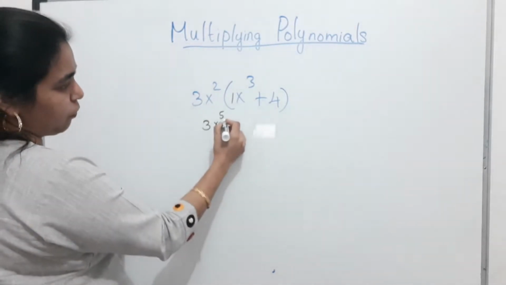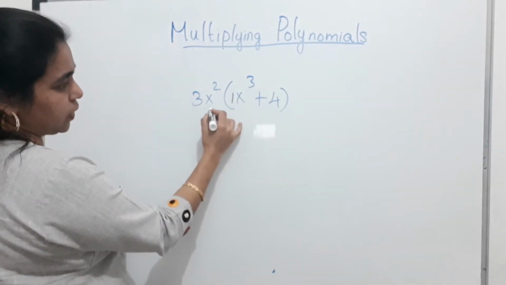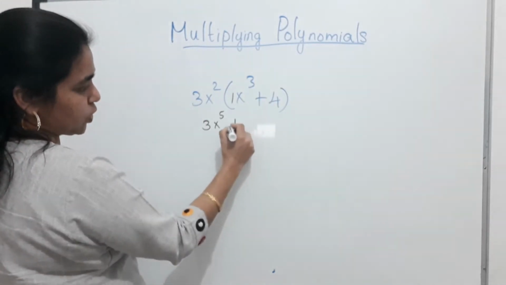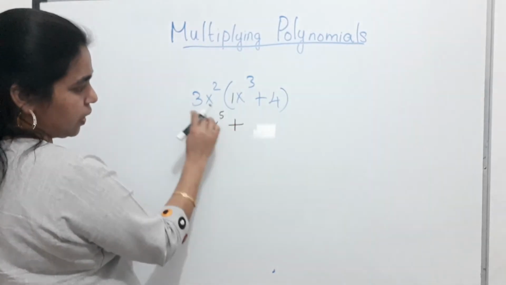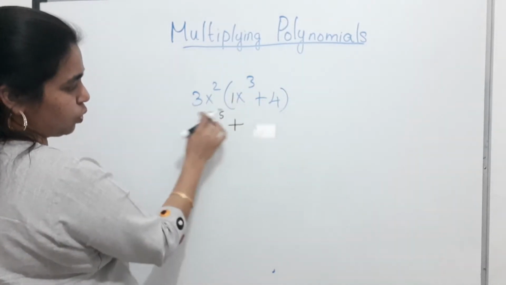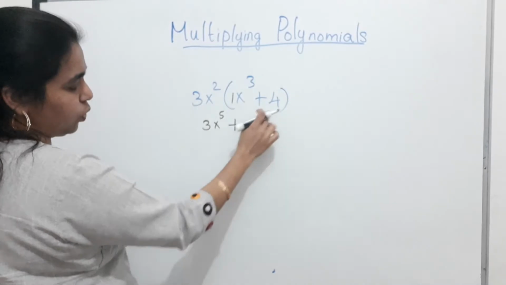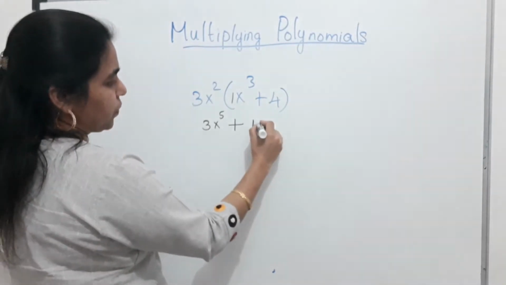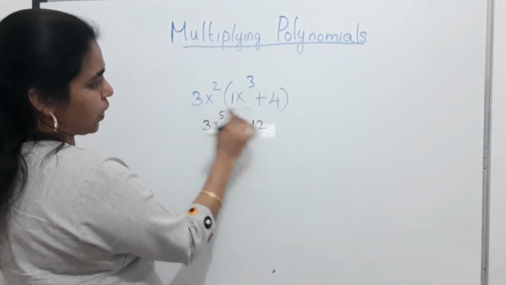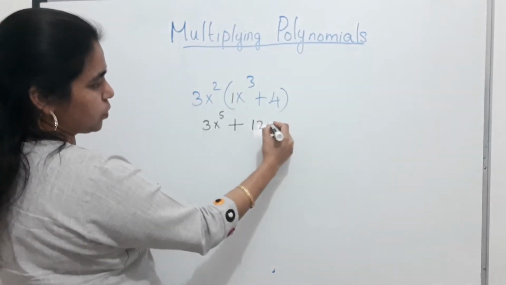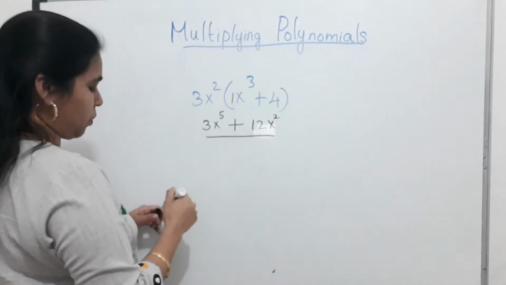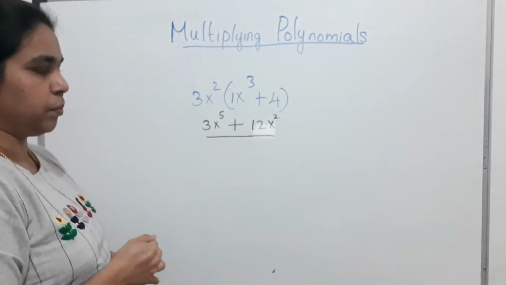So x to the power 5, and then you have to multiply 3x squared with 4. What is the operation in between? That is plus, so you write plus, and then 3x squared times 4. The numbers are 3 and 4, and when you multiply 3 and 4, that will be equal to 12. And then only x squared is here and there is no variable in this term, so you write x squared. So this is how you can multiply a monomial with a binomial.